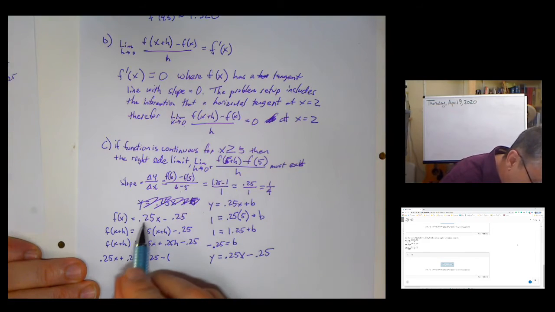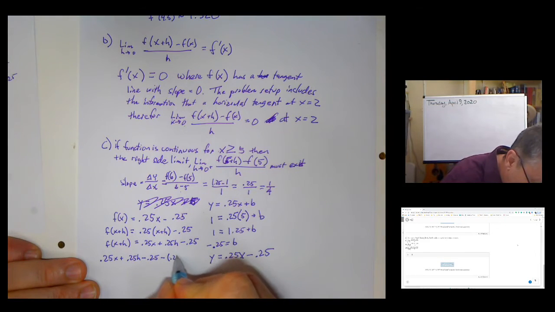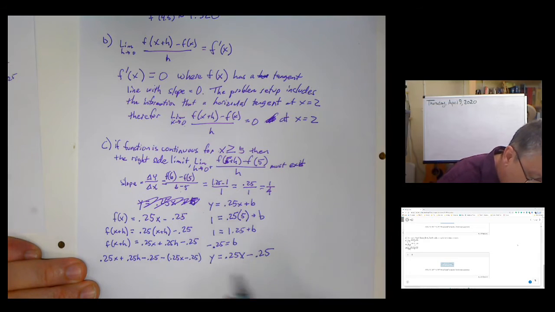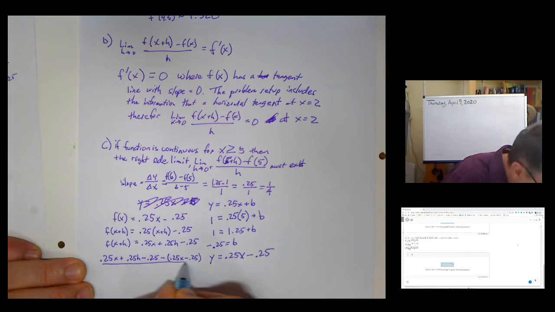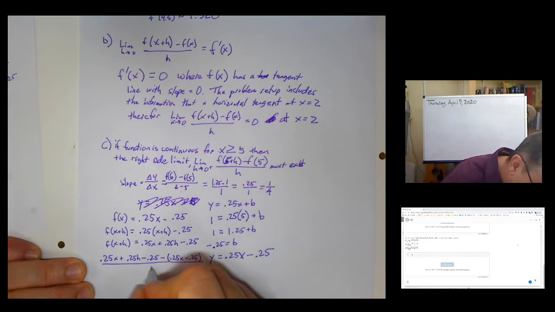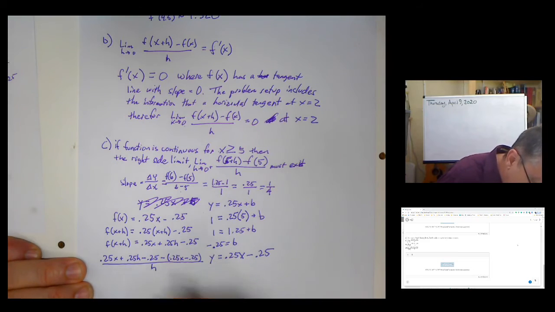And f of x is 0.25x minus 0.25. That's our f of x equation that we figured out over here from a slope, right? Over h. Now we've got 2 more steps.